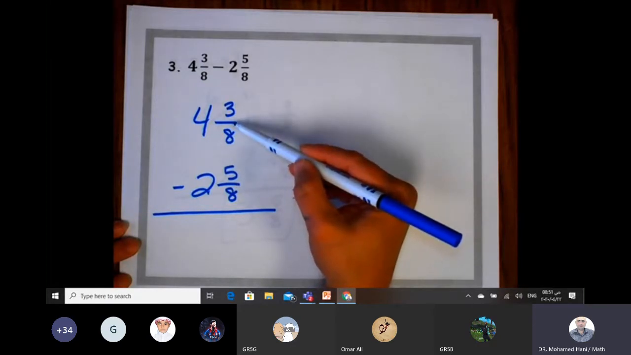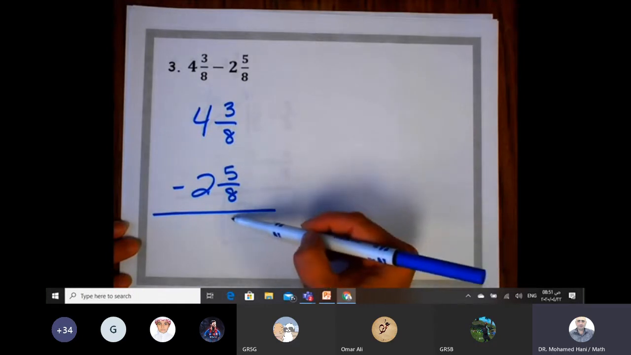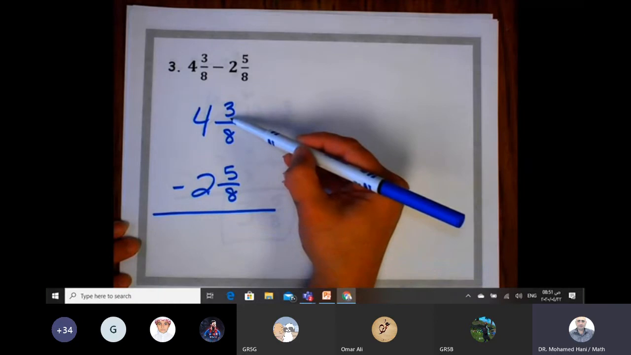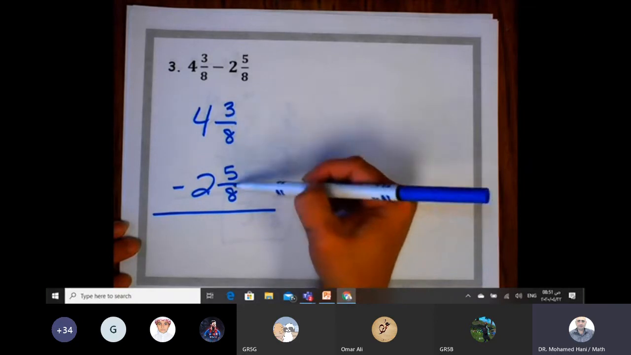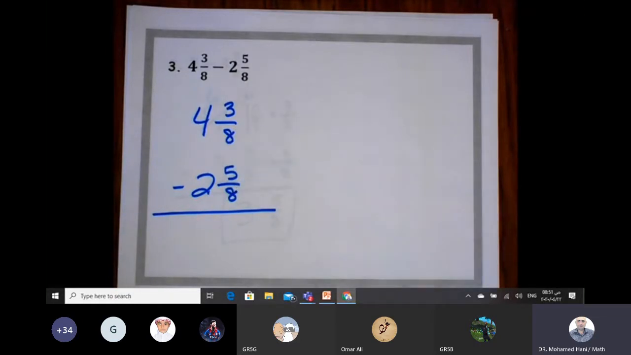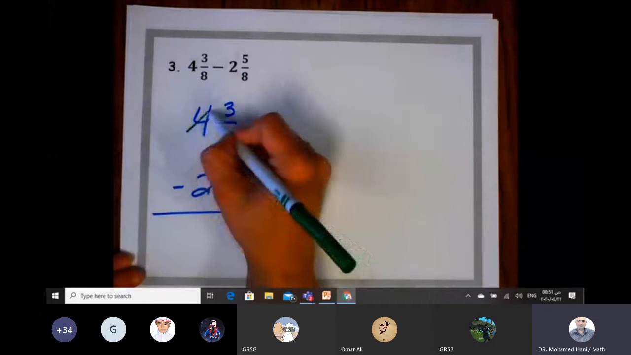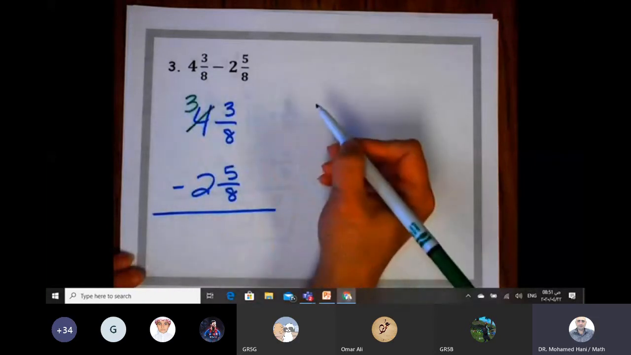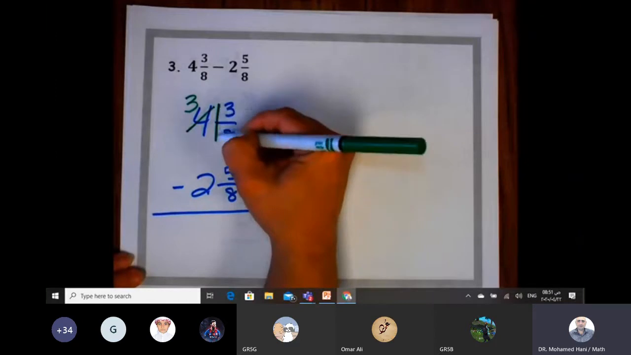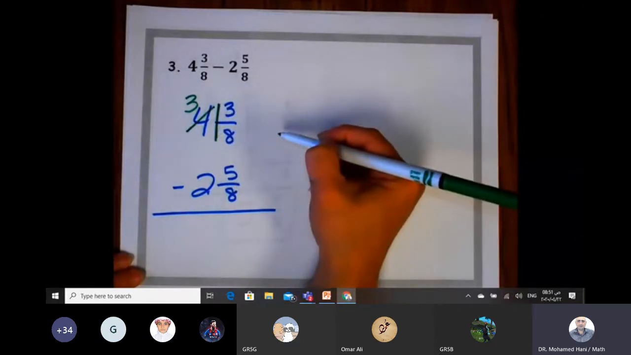The most common mistake people make is they put 2 8s. That is not true. If I only have 3 8s, I can't take away 5 8s because 5 8s is greater. So that means I'm going to have to borrow. I borrow from the 4. The 4 becomes a 3. And I just borrowed 1 whole. So put your 1 whole.